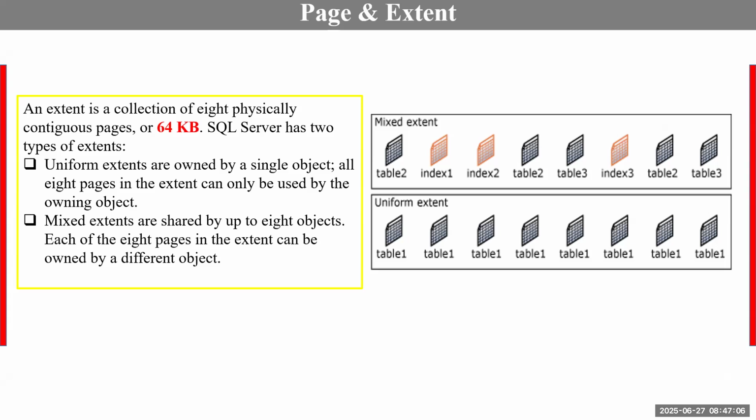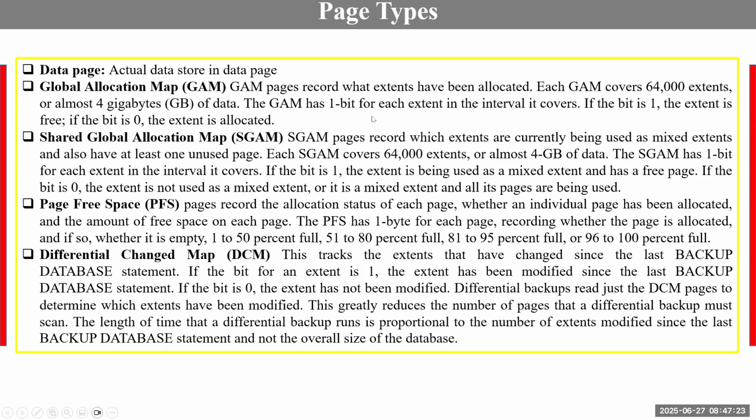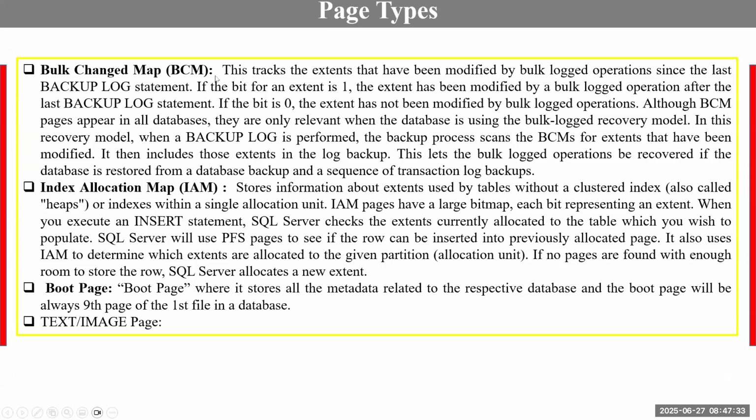Now you need to understand, we discussed the extent and the page. In SQL Server, we have 10 types of pages. What are the 10 types of pages? Data page, GAM page, SGAM page, PFS, DCM, BCM, IAM, boot page, text and image pages. If we calculate all this, 10 page types are available in SQL Server.